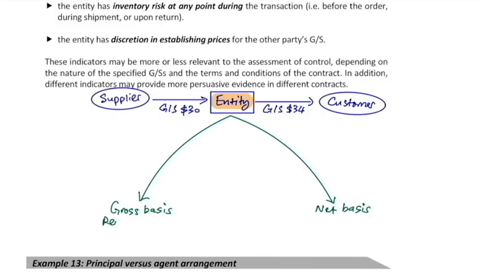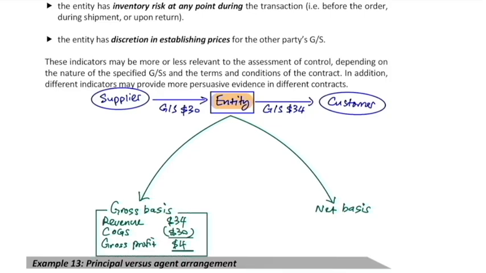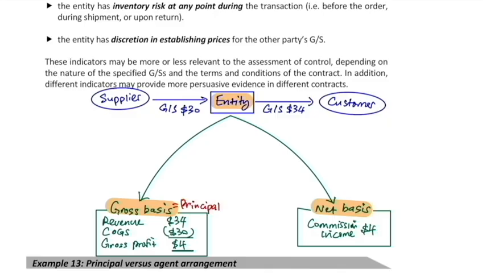When you say gross basis, it means revenue reported by the entity is equals to 34 and the cost of goods sold is equals to 30. In other words, there should be a gross profit of $4. Net basis means based on commission income of $4. So the issue is, should the entity account this based on gross or based on net? Depending on whether the entity is a principal or an agent. If the entity is a principal, based on gross; if the entity is an agent, based on net.